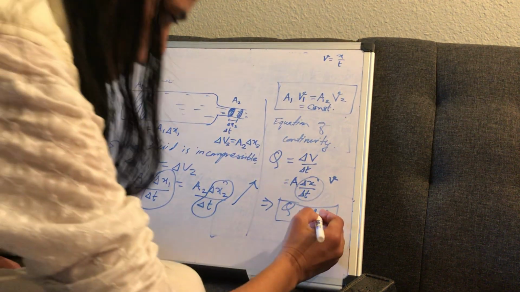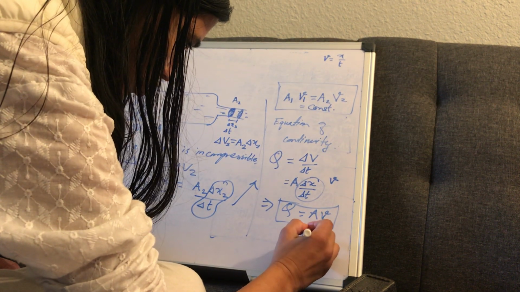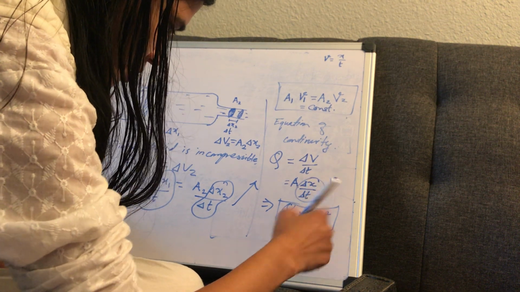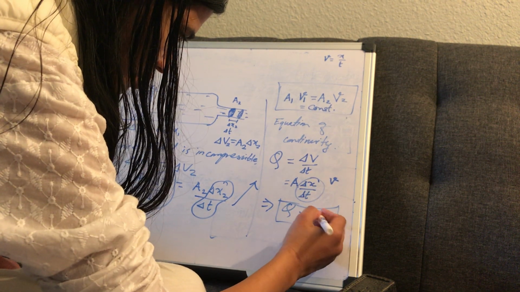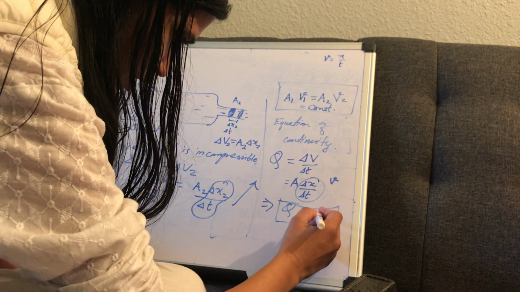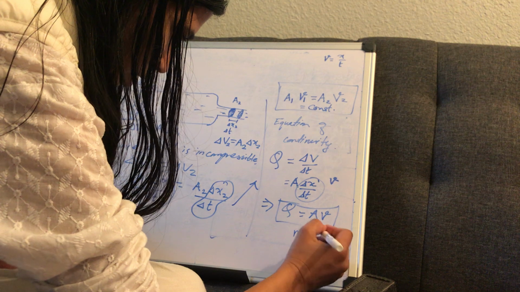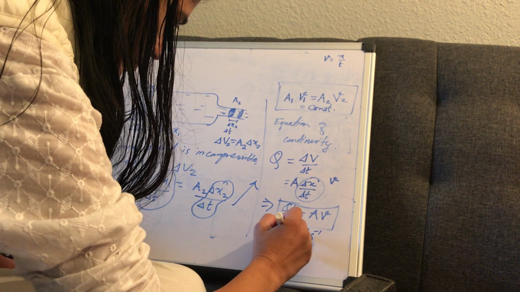What is the unit of this quantity? Area is measured in meter squared, and speed is measured in meter per second. Meter squared times meter would be meter cubed per second. Okay, so that's the unit.